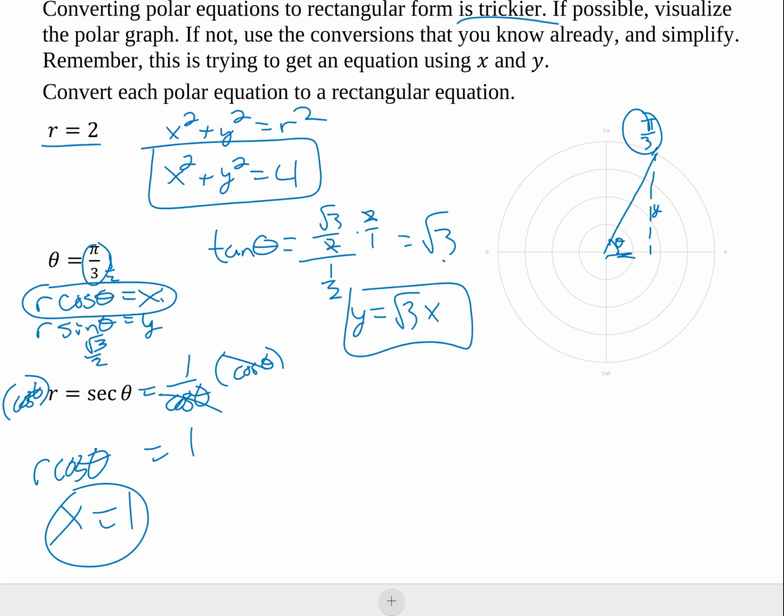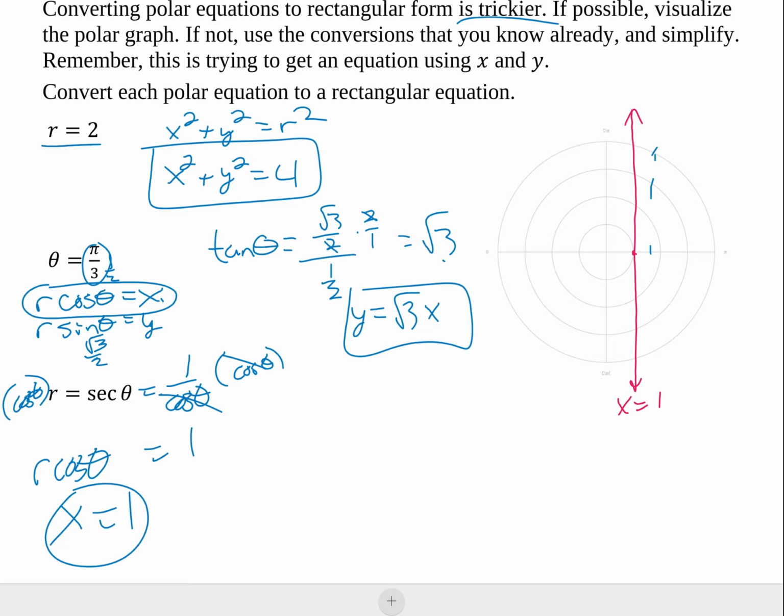So x equals 1, we know, is a vertical line that goes through 1. So if I get rid of the drawings that I had here real quick, the vertical line that goes through 1 looks like this. Here's one right here. We have a vertical line going through 1. Okay, that's the equation, x equals 1. And there you go. That's how you do it.